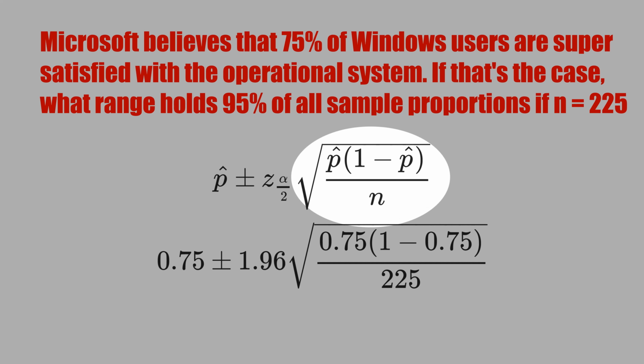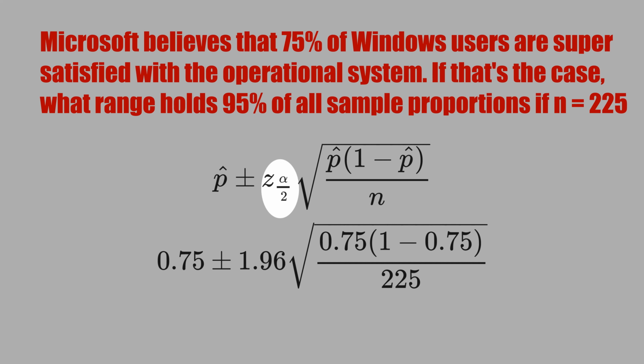This term here is the standard error. It is the square root of the variance. Here is the variance, p hat times 1 minus p hat, divided by n, the sample size, which in this case is 225. This part here controls the range of the confidence interval. If you want a 95% confidence interval, you have to plug in 1.96 here.